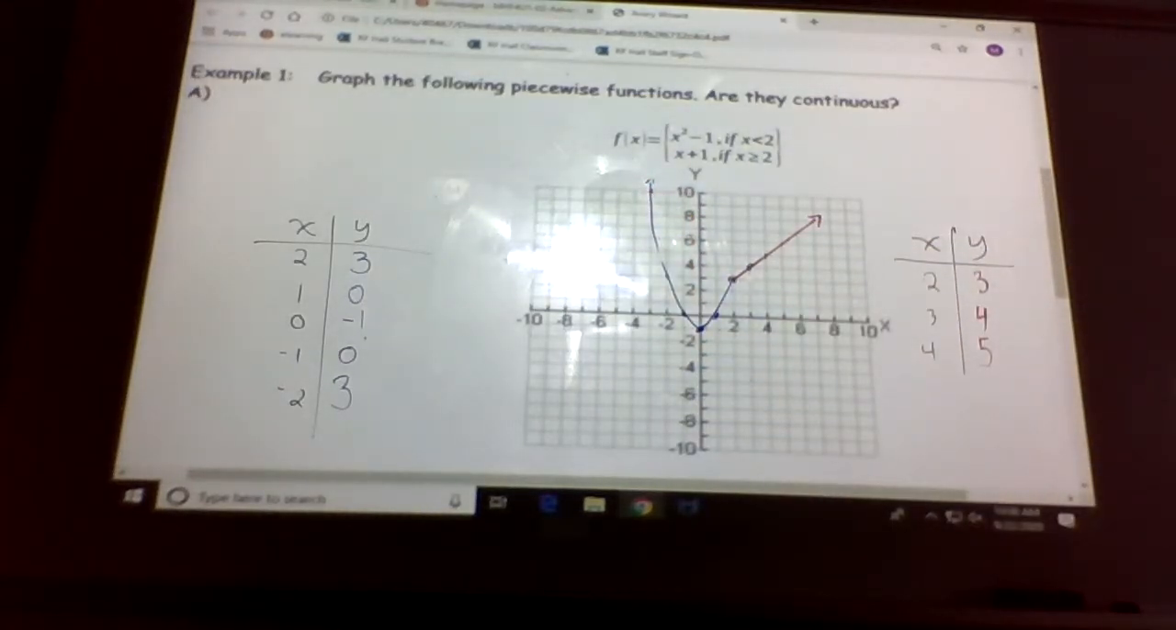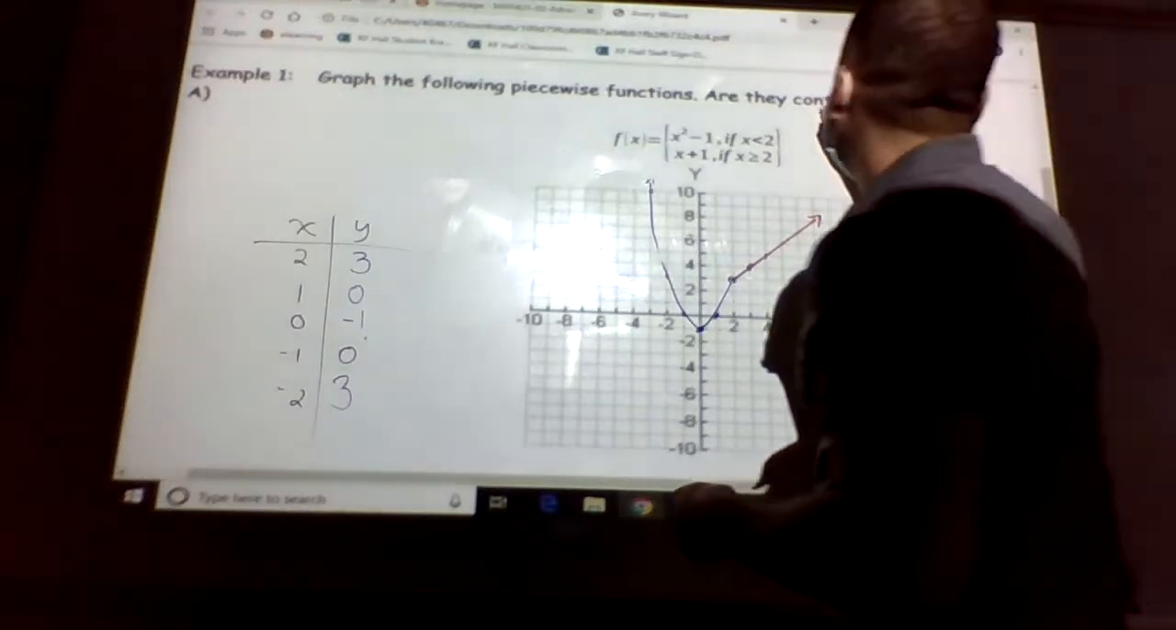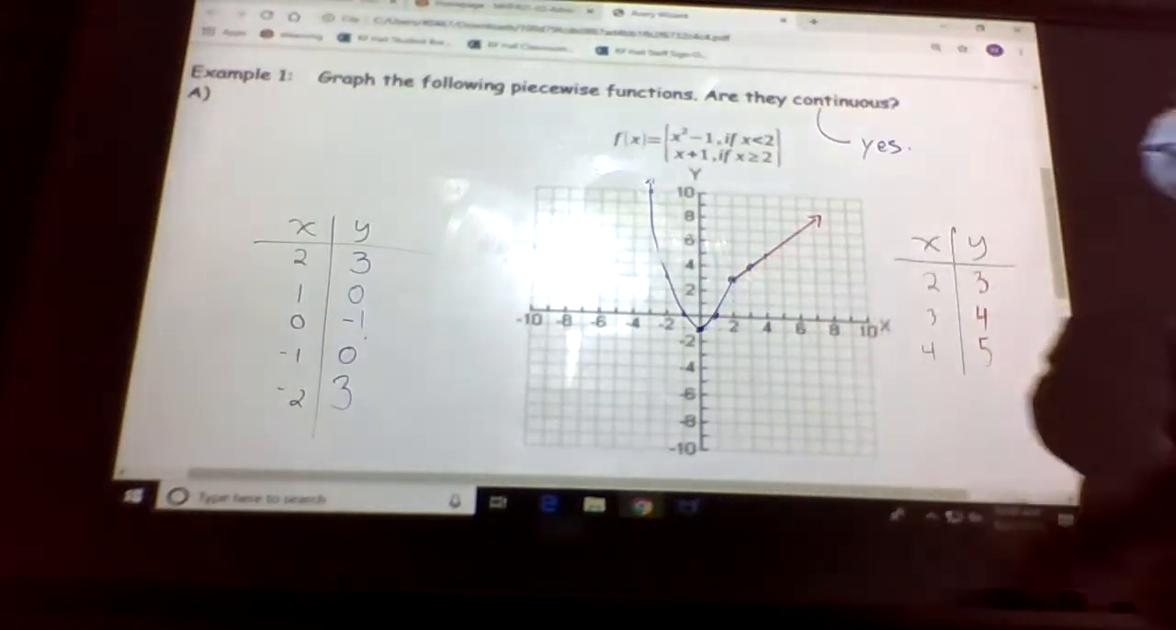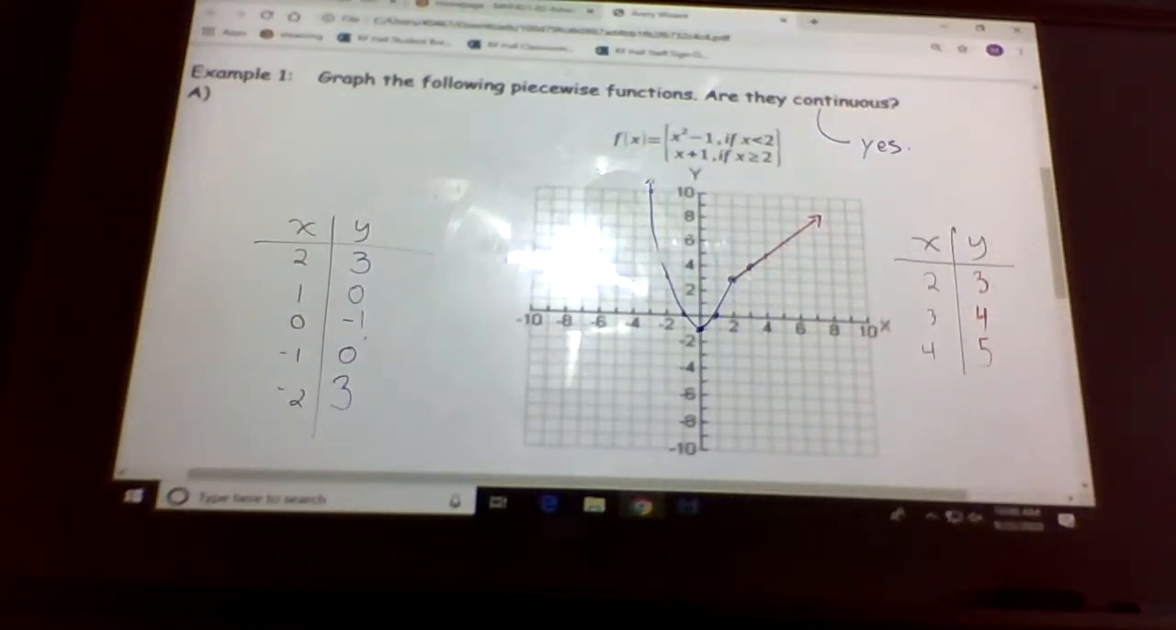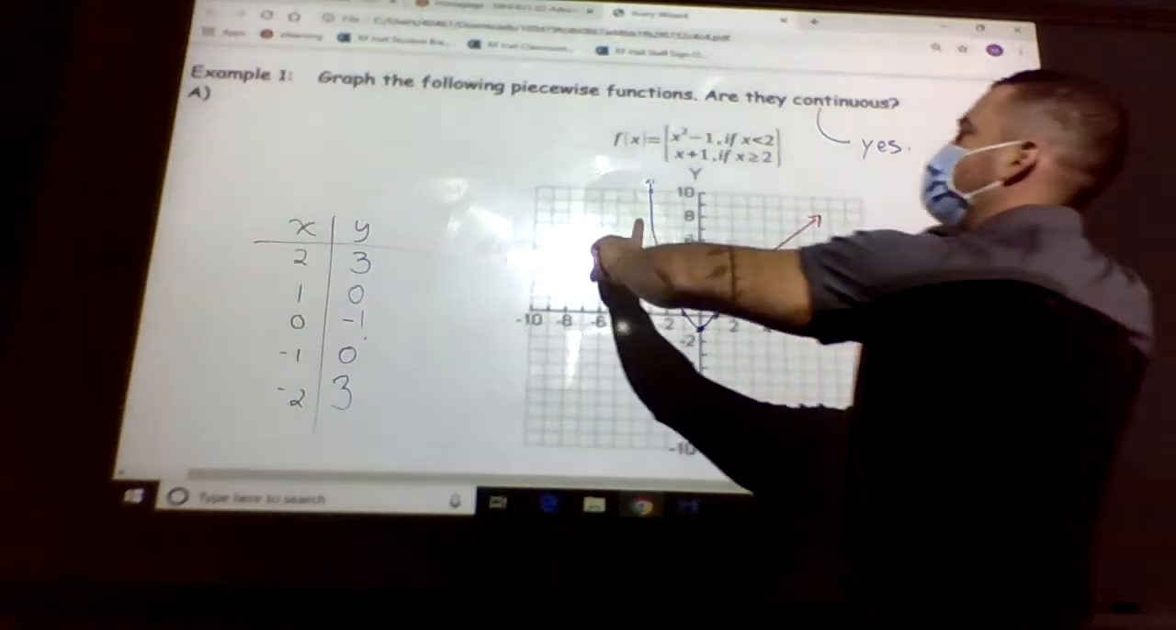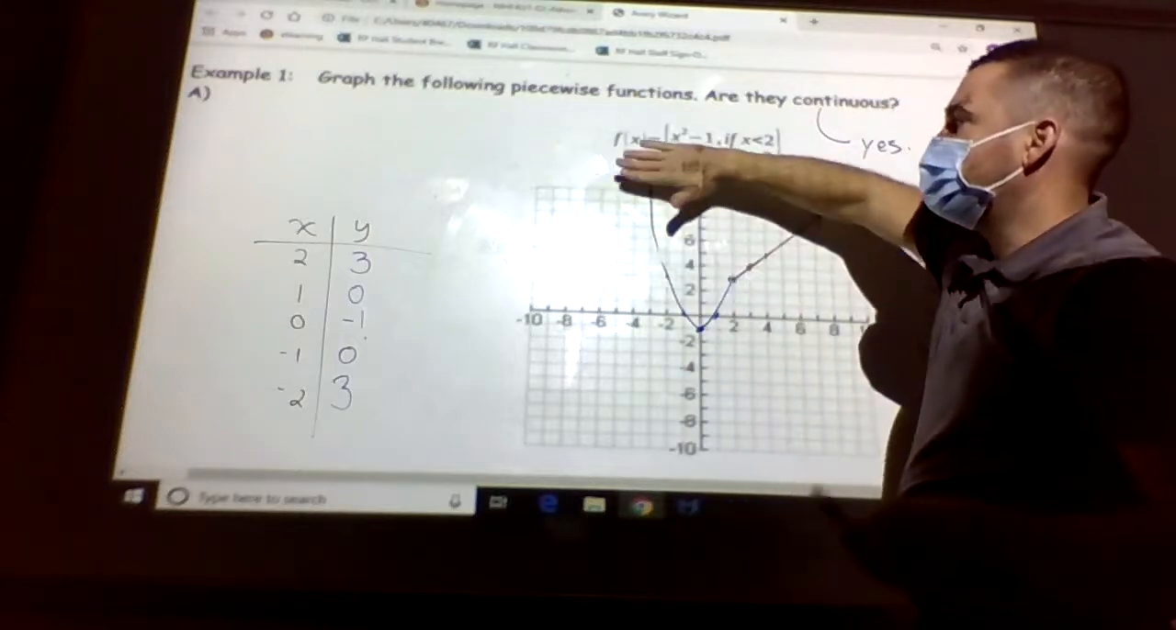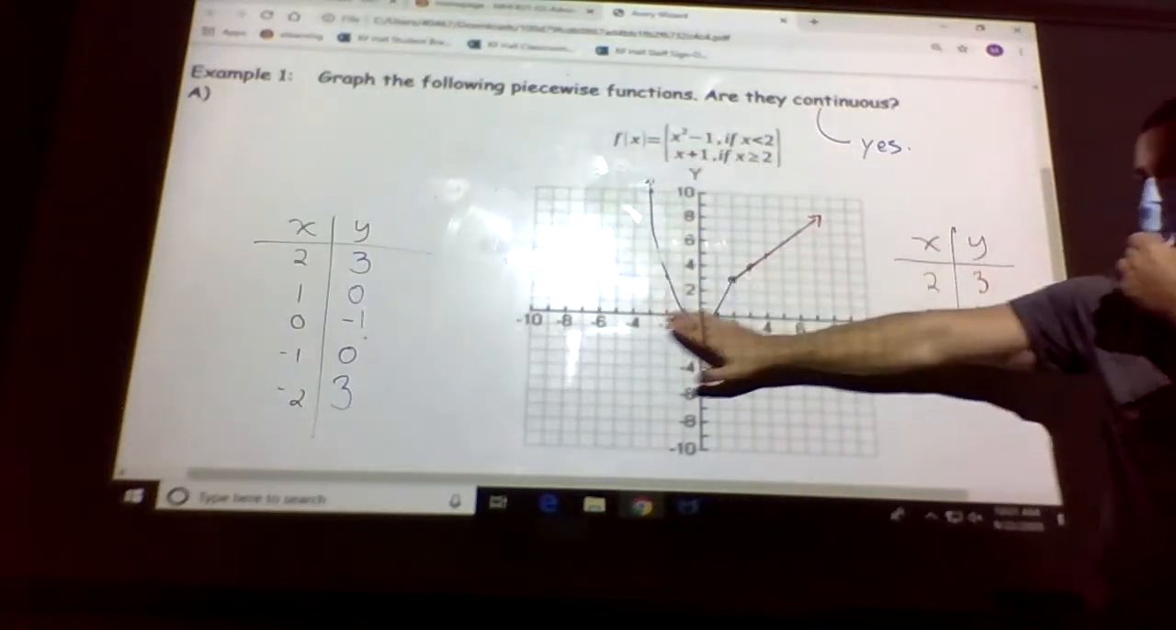Jasmine, do you have any more? Is it because there's no break? There's no breaks. Okay, there's no breaks in the graph. So yes, this is continuous. So continuous meaning no breaks. It doesn't necessarily mean it continues both ways. One could stop, which is fine, but there's no breaks in the graph.